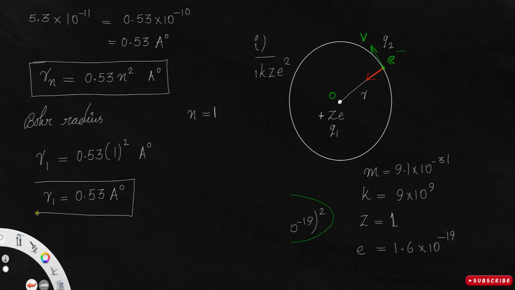Clear? See, some others take this as R0. Okay, both are correct. They are just the representation. You can take any of these representations. Now, so this is the Bohr radius. And one more point, from the expression itself, it is clear that Rn is proportional to n square.